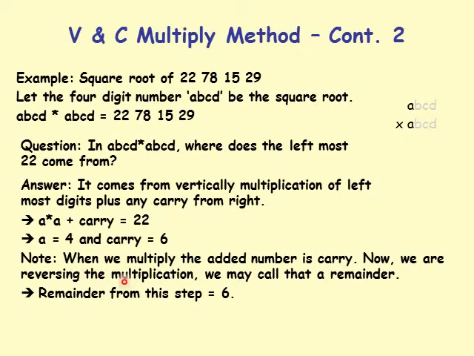When we multiply, the added number is a carry. Now we are reversing the multiplication, which is like a division. We may call that a remainder. So instead of carry, we will call this a remainder. So the remainder from this step is 6. We have 4 as the leftmost digit: A is equal to 4 and the remainder is 6.